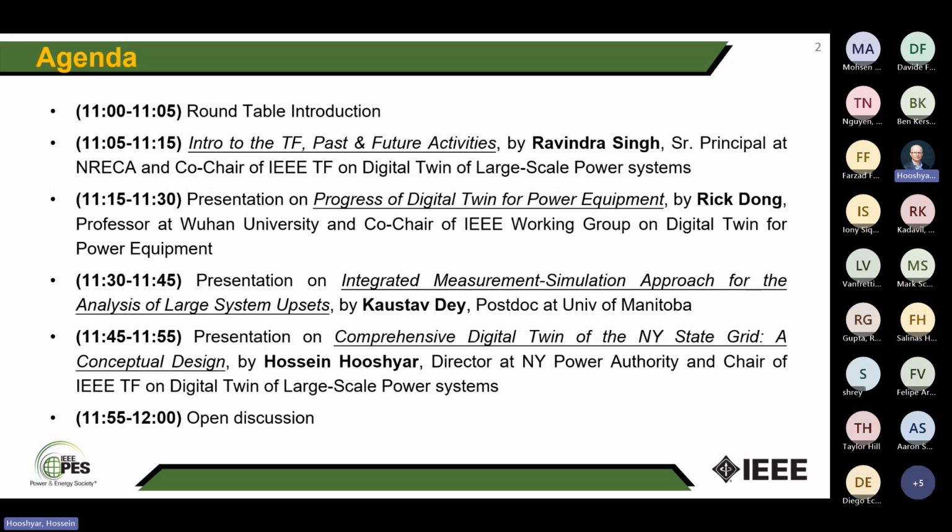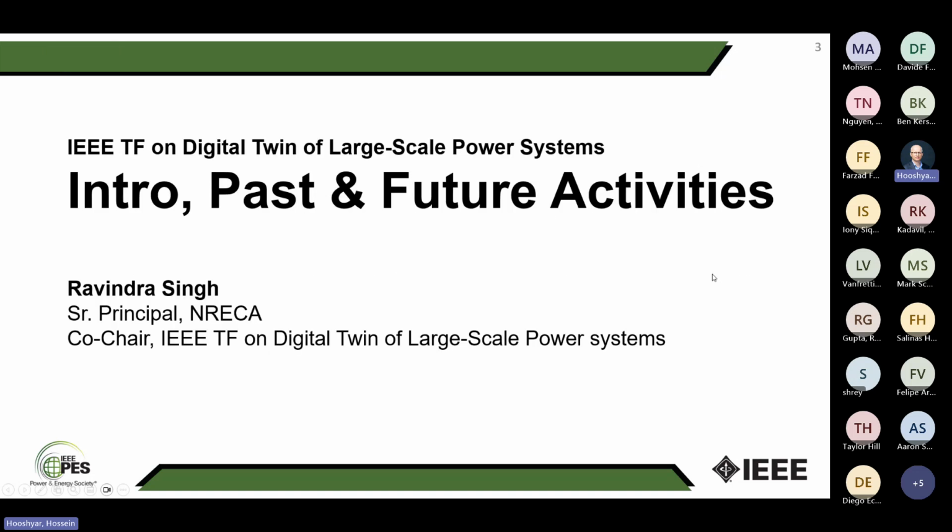Yeah, hello everyone. My name is Ravindra Singh. I am a senior principal of distribution automation at National Rural Electric Cooperative Association. And I am the co-chair of this task force. My main area of research is distribution automation, renewable integration, microgrids, and cybersecurity of the power system.